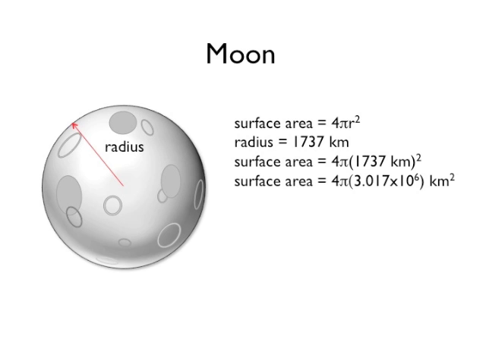The radius squared is 3.017 times 10 to the 6th kilometers squared. This number times 4 pi is 3.791 times 10 to the 7th kilometers squared. Notice that since the radius had 4 significant figures, the calculated area has been rounded to include only 4 significant figures.